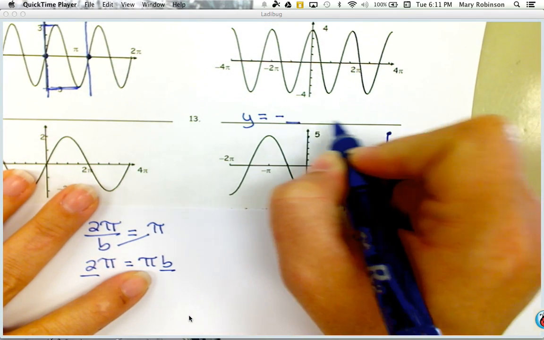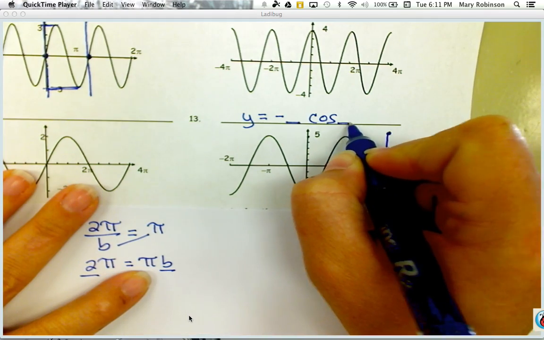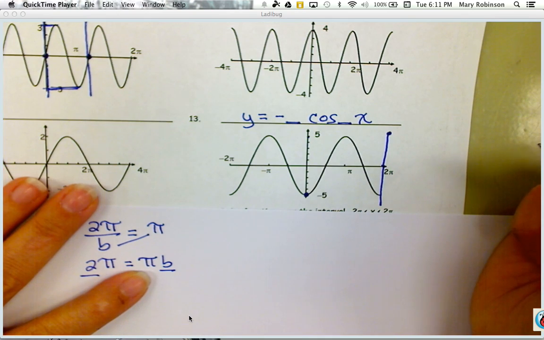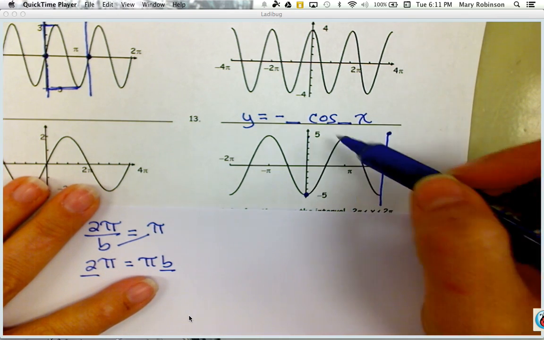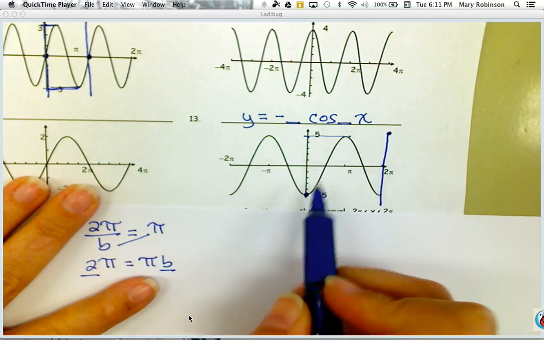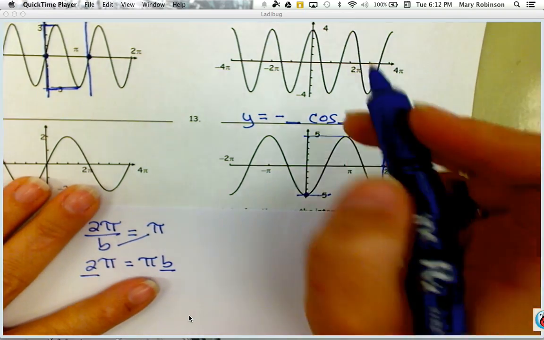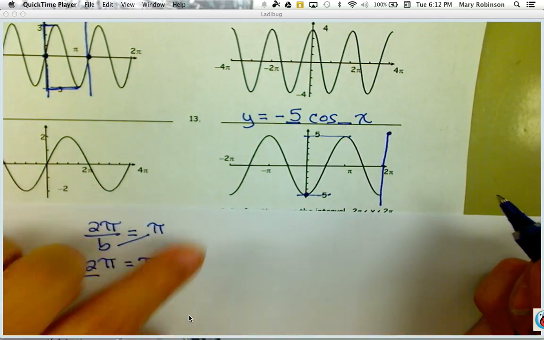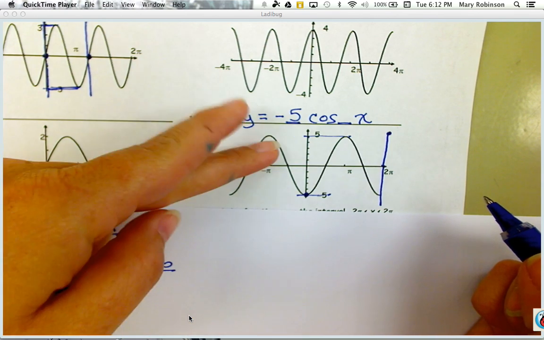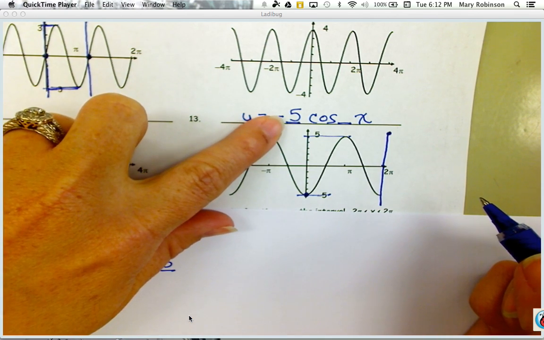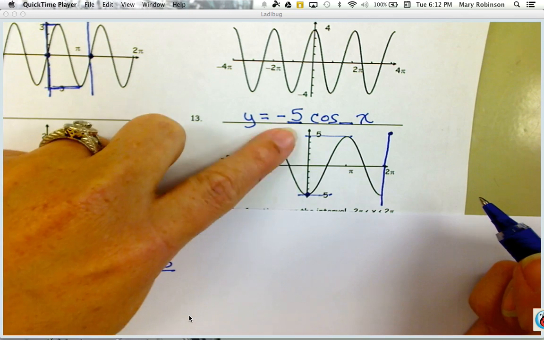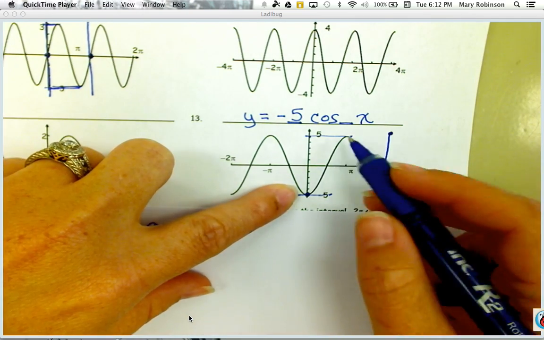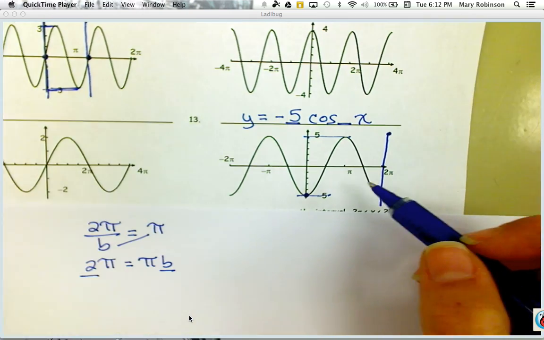So my function is going to have a negative in front. I need to determine my a, my cosine, my b, and then have an x. Well, my amplitude is going to be determined by, again, the max or min. So because that's 5, I'm going to have 5. Remember that the negative has to do with the fact that it's reflected. The amplitude is 5. Remember, it's the absolute value here.